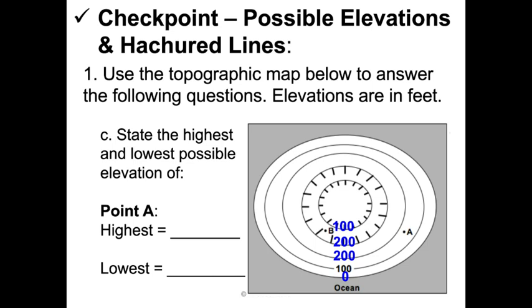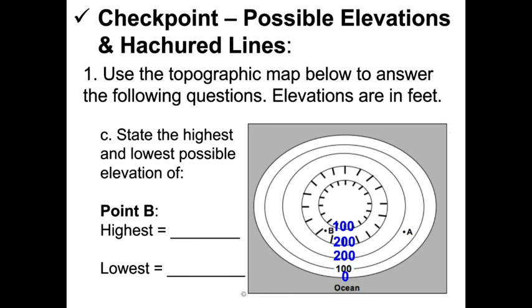State the highest possible elevation of point A. So A is between 100 and 200. I'm going to remind you that it cannot be equal to the contour line values. So the answer cannot be 100 or 200. So what is the highest? The highest is going to be 199 feet because it's not quite 200 feet. And what is the lowest going to be? Good. We know that it is not as low as 100, so your answer should be 101 feet.